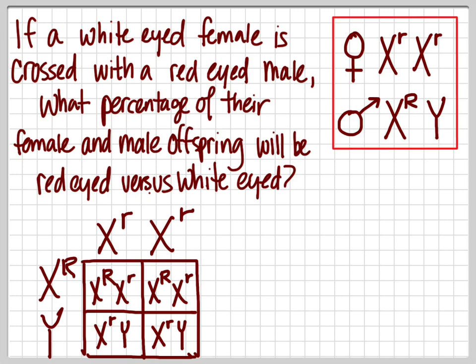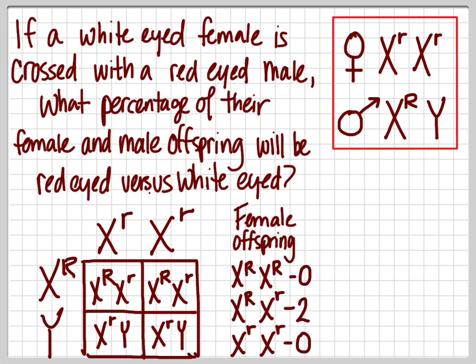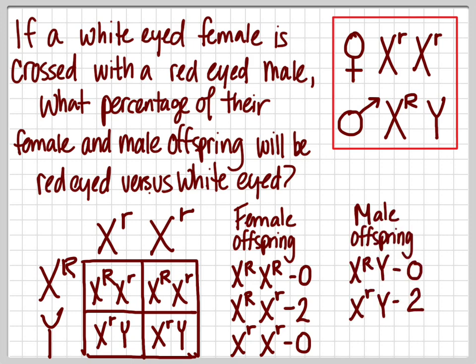So I'm going to tally these up, and remember, I need to separate my female and male offspring. For female offspring, I've got 0 with an X^R X^R, 2 with an X^R X^r, and none with an X^r X^r. So 100% of the female offspring are going to be red-eyed. What about the boys? For the male offspring, I've got no X^R Ys, but I have 2 X^r Ys. So all the boys, 100% of them, will be white-eyed.